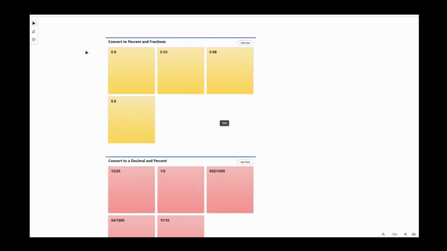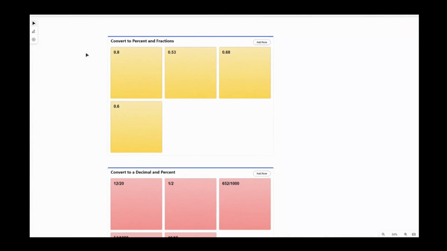Okay, so in the lesson itself, it says if you have a decimal to start out with, to turn it into a percent, you move the decimal 2 places over to the right. So there wasn't an extra number there, so I can put in a 0. So 0.8 as a percent is 80%.